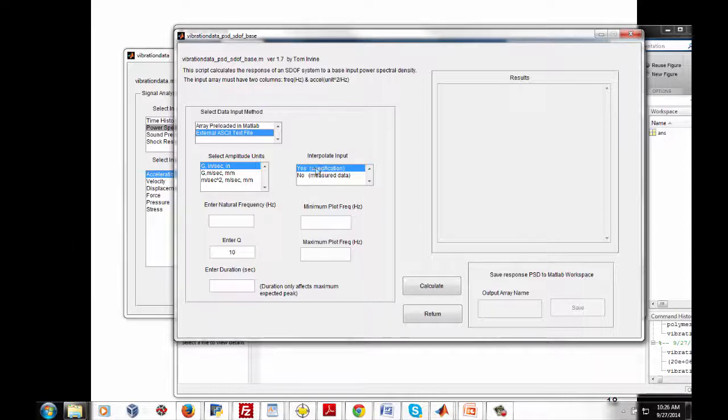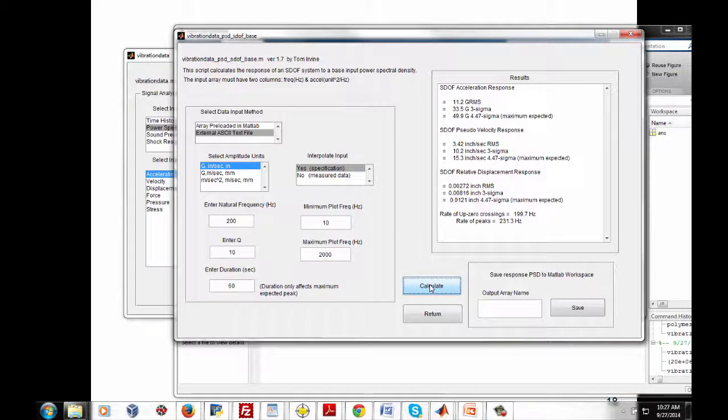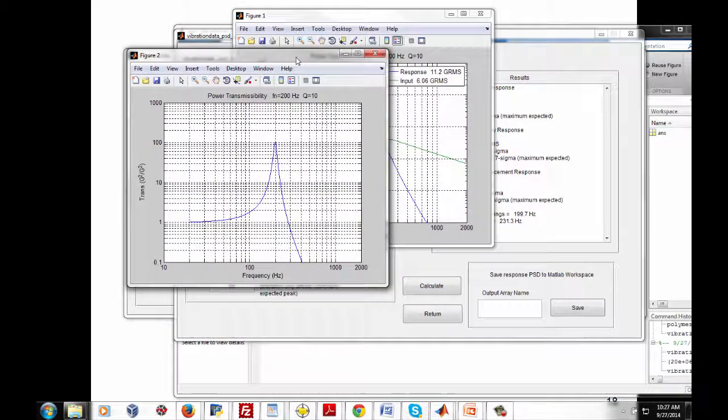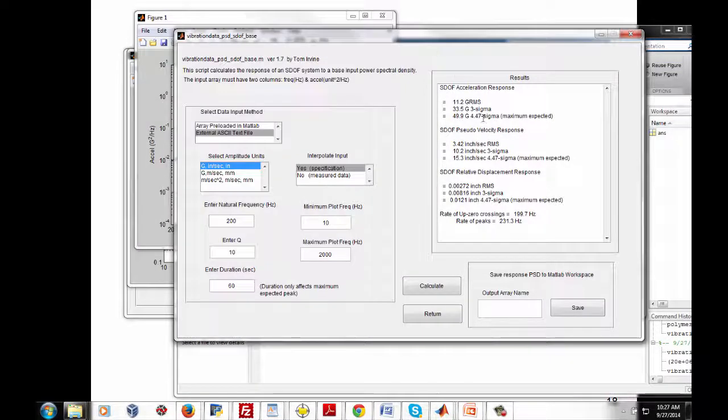So since it's a spec with 4 breakpoints, we do need to interpolate it. We'll go with 200 hertz natural frequency, Q is equal to 10. Let's plot from 10 to 2000 hertz. Now we're going to input duration, and this is actually not going to affect the parameter that we're interested in. This would only be for the Rayleigh distribution type calculation, but I'll just type in 60 seconds. So when we calculate it, well, okay, we've got graphs coming up. We've got just a table of results here, a list box, I should say, whatever you want to call it.